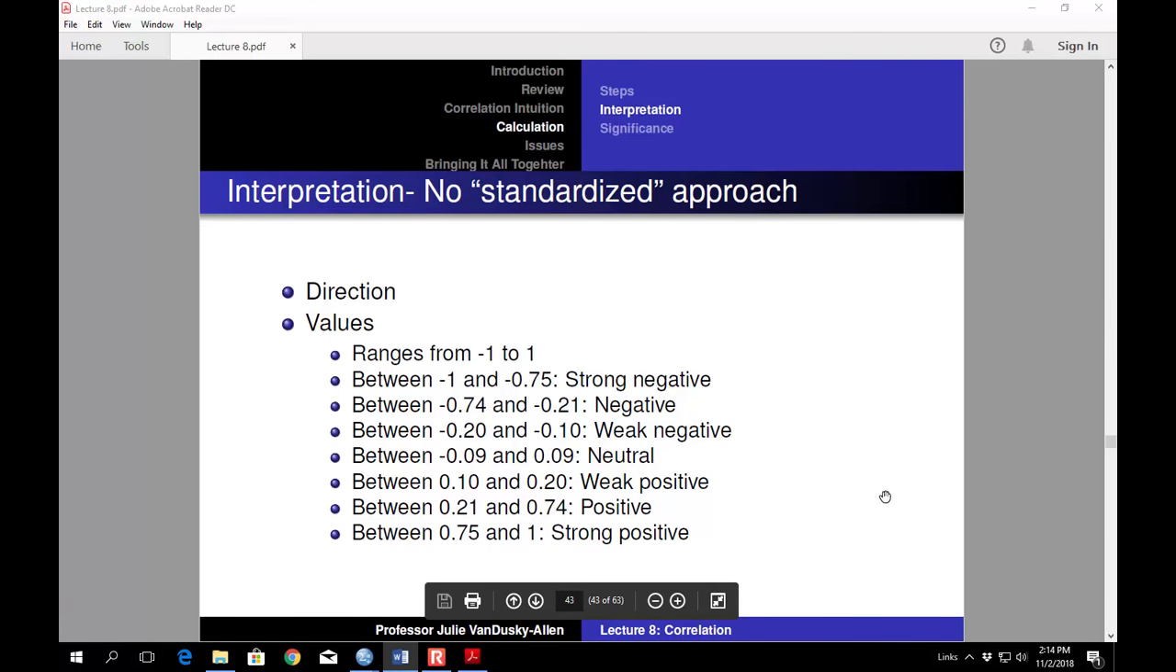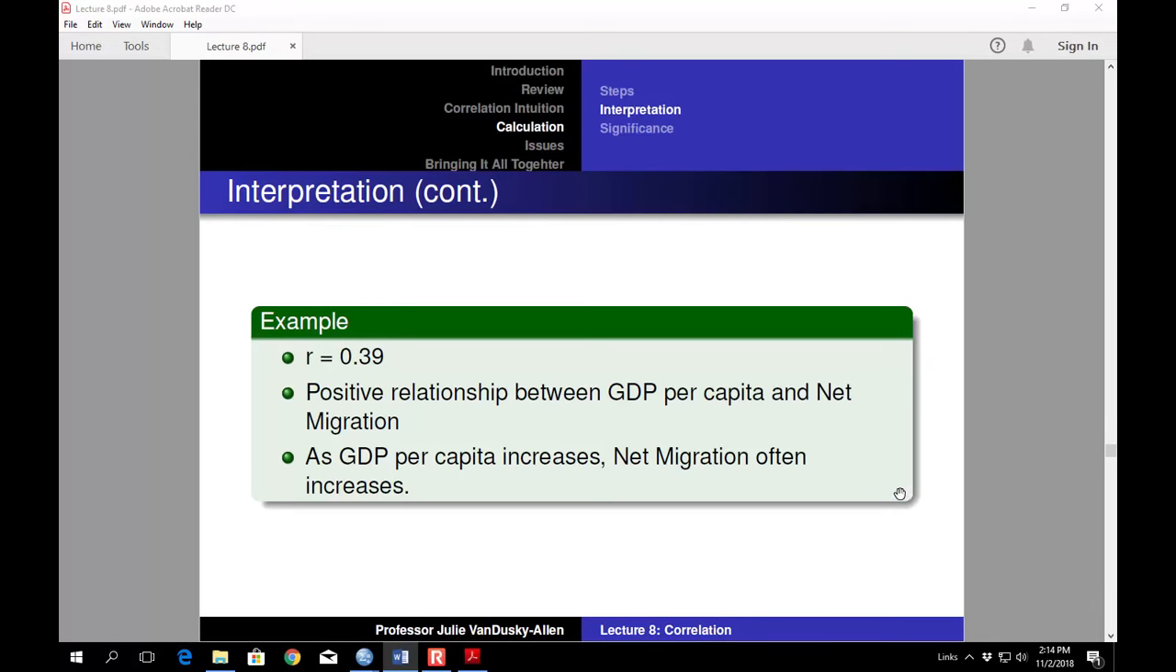Using these criteria to interpret our correlation coefficient, it was 0.39.